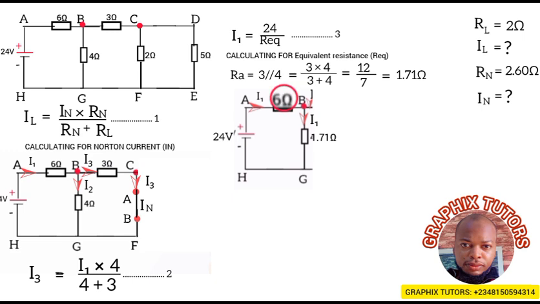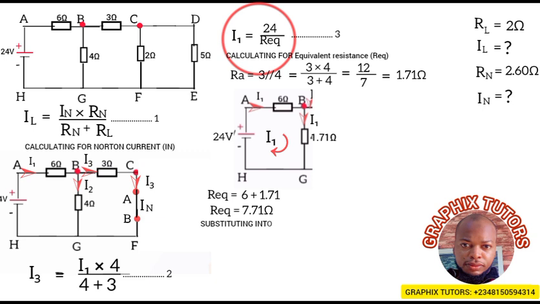The 6 ohm and the RA, which is 1.71, are now in series. Because it is I1 that is now flowing through that particular loop. I1 will flow through the 6 ohm. So that is when I will now use my R equivalent, because those are the only two resistors remaining. So R equivalent is 6 plus 1.71, and that will give us 7.71 ohms. Are we together? So from here, we've gotten my R equivalent. So I'll now substitute it into equation 3.